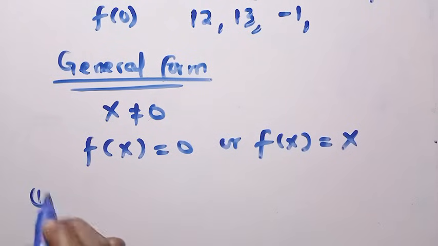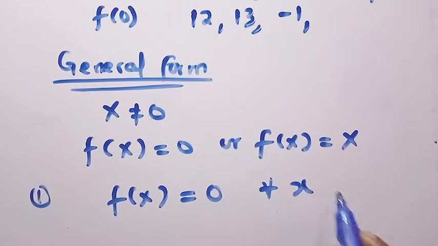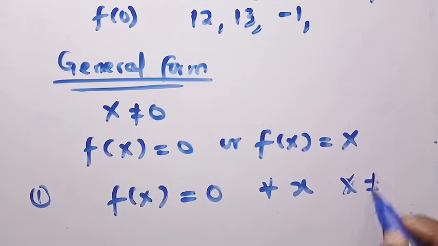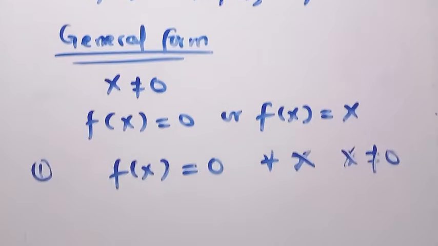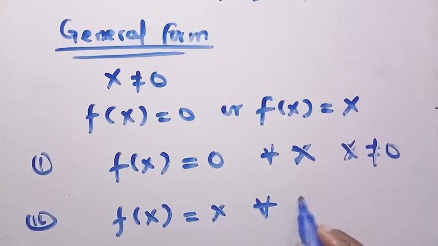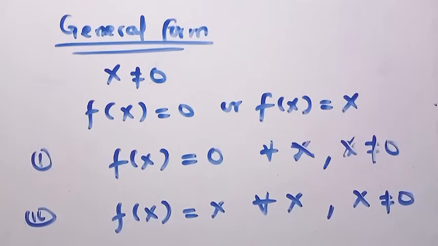For the first one, if we have f of x equals 0, this is for all values of x, and this is valid for when x is not equal to 0. And again, if we have f of x equals x, for all x as well, this is also valid for when x is not equal to 0. So this is the general form of this.